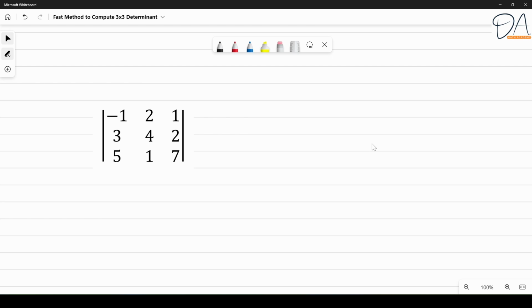Okay, so this is our second example. So again, we do the same thing. We need to copy first the first 2 columns to the right. So minus 1, 3, 5. And the second column will be 2, 4, and 1.